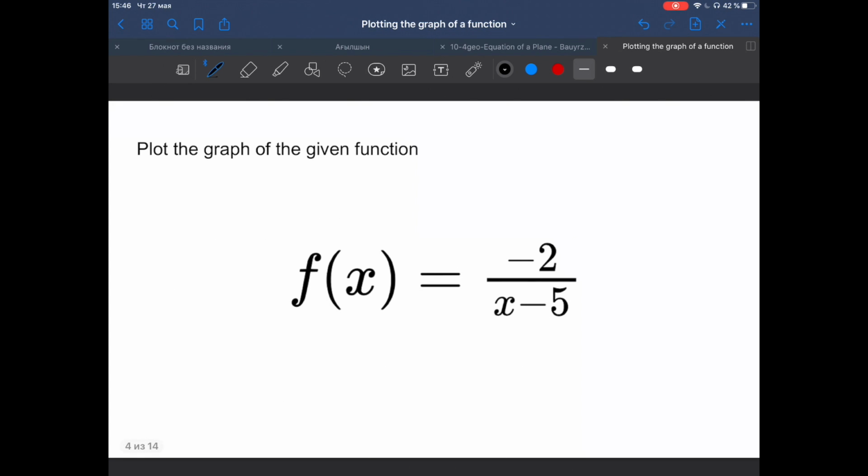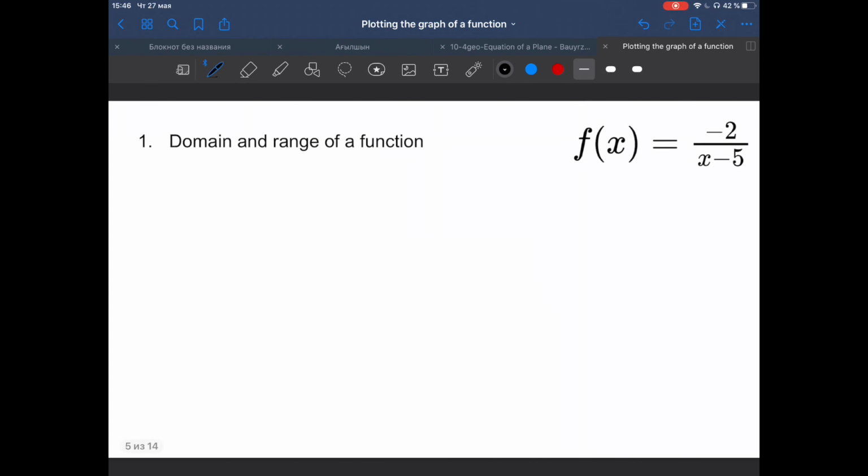Look at one example now. Plot the graph of the given function. f of x is equal to minus 2 over x minus 5. The first one, we need to find domain and range of a function. To find the domain of a rational function, we just write that the denominator x minus 5 is not equal to 0. From that, x is not equal to 5.